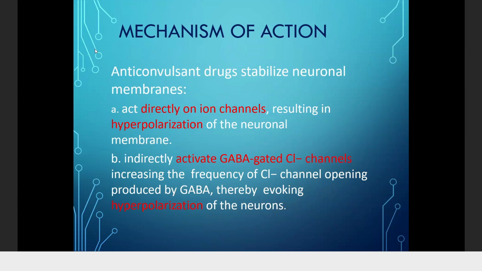So this is the general mechanism of action of anticonvulsant drugs. Mainly they affect the neuronal membranes. They can act directly or indirectly. Directly on the ion channels, okay, on the ion channels, resulting in the hyperpolarization of the neuronal membrane.